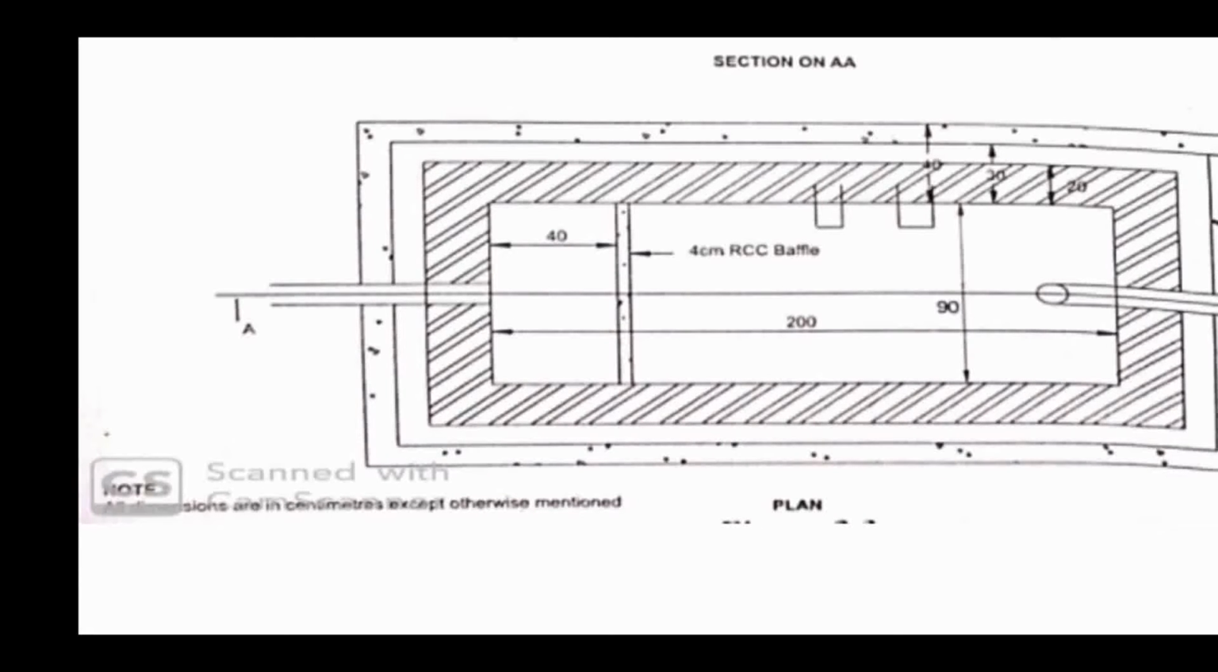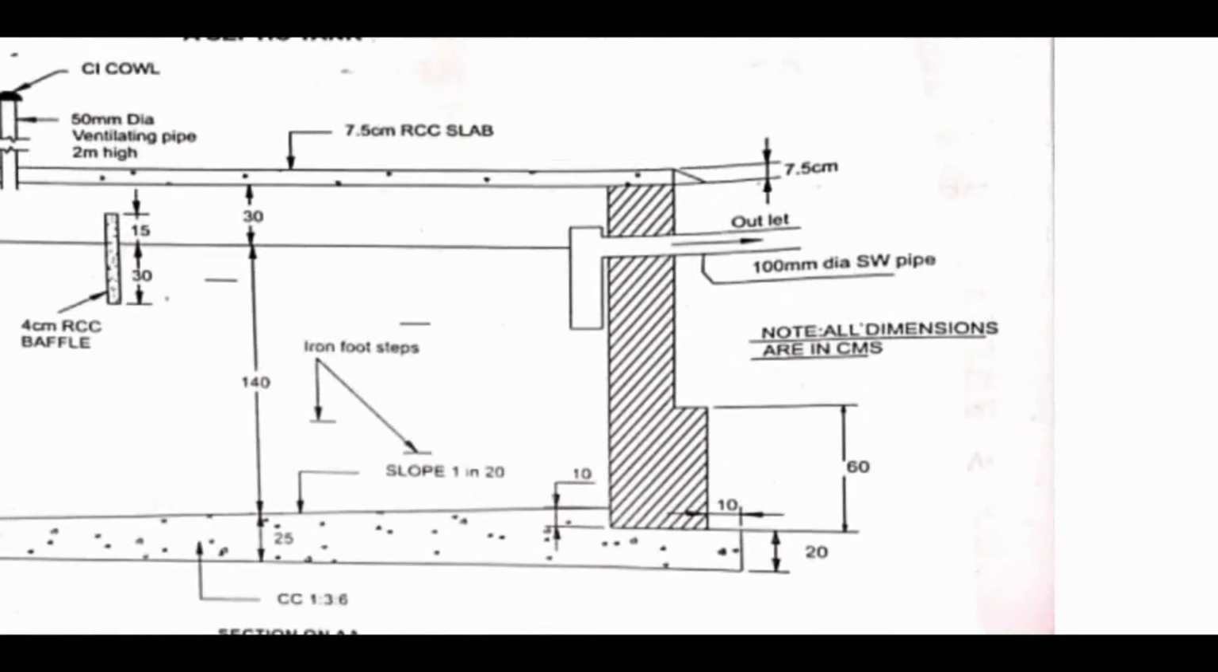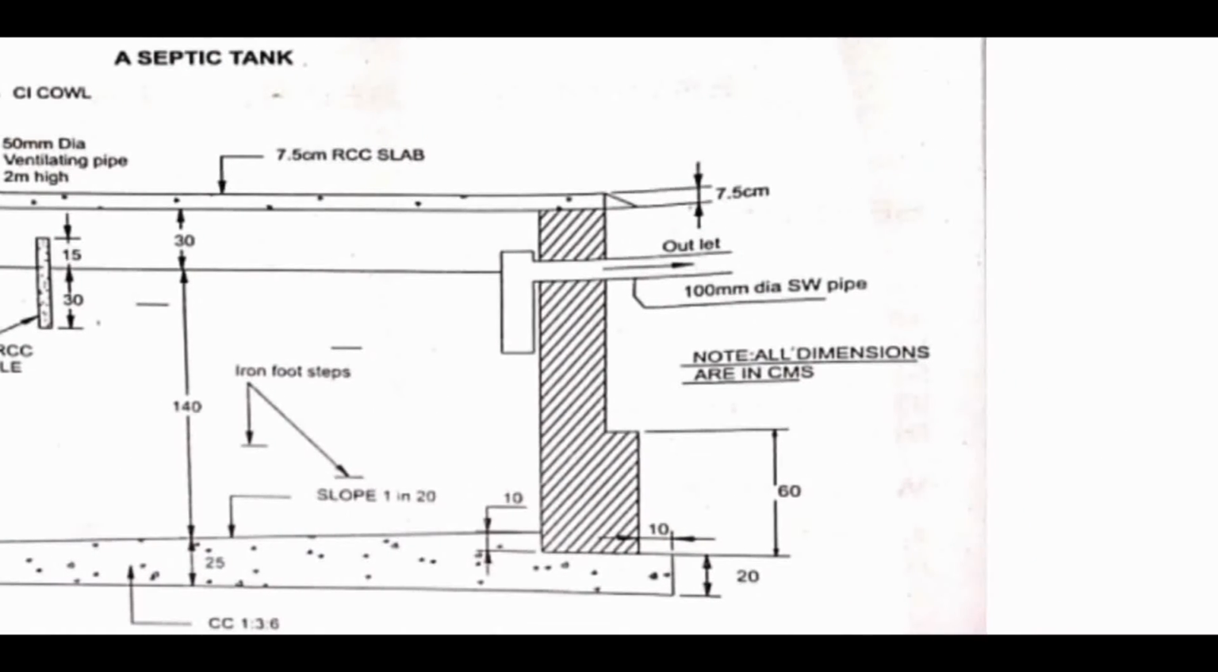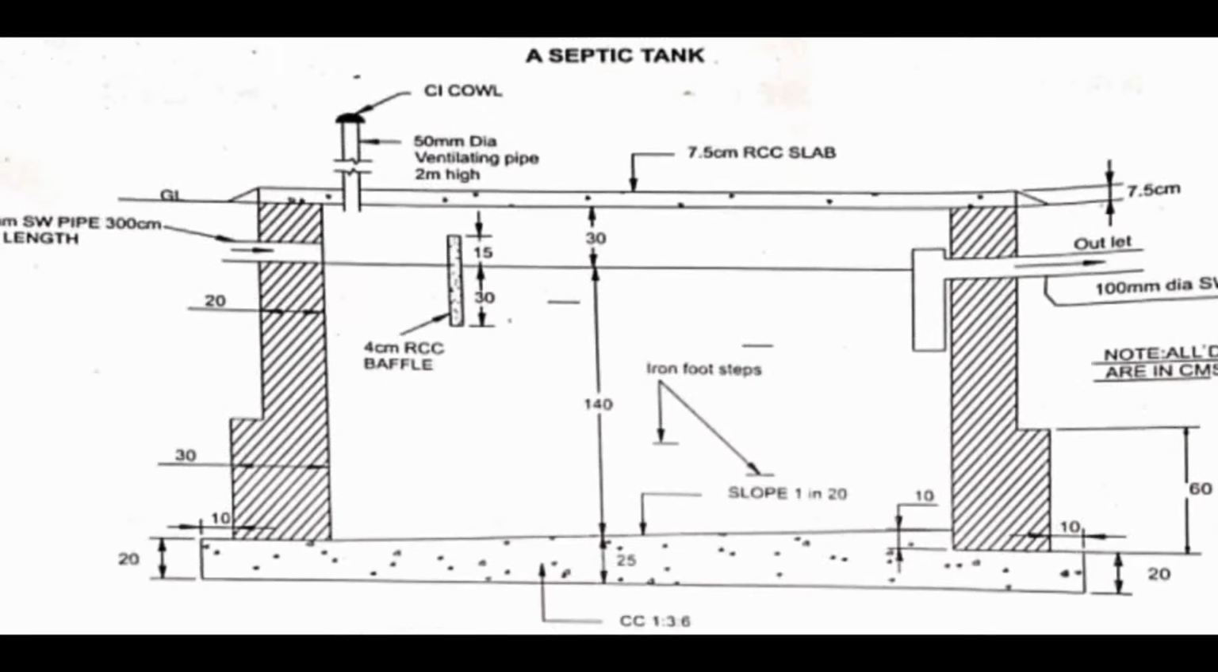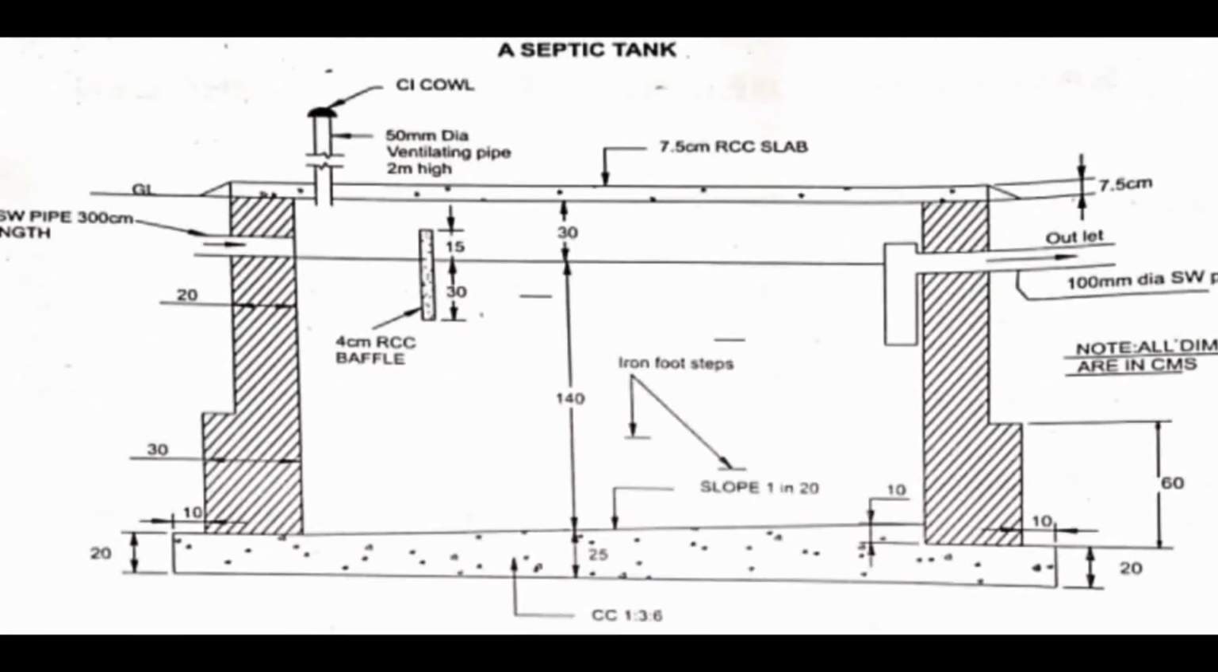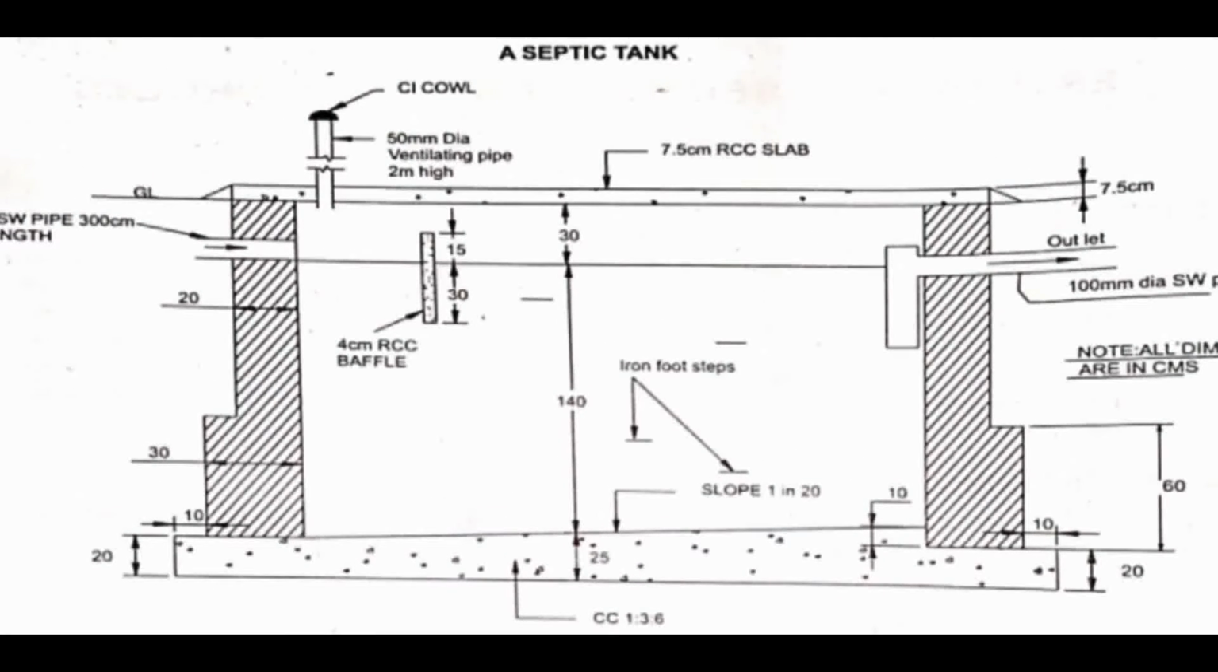So you can see here, centimeter dimensions they had given, right? Dimensions are given in centimeter, right? All the dimensions are in centimeter. So here whatever 30, 140, 25 is there, it is in centimeter. So as I told, from below ground level whatever things are there, that will come under excavation.